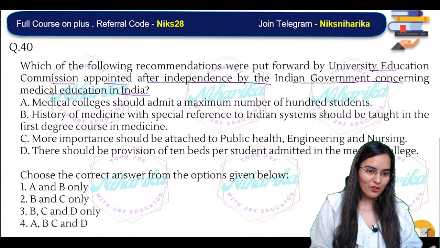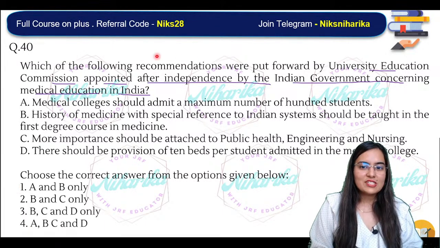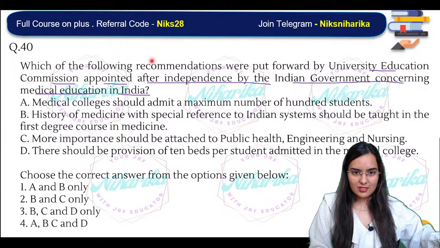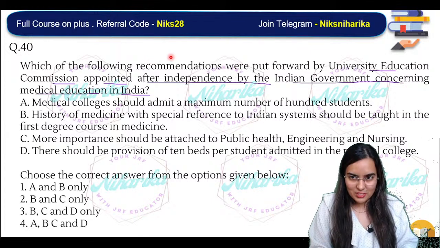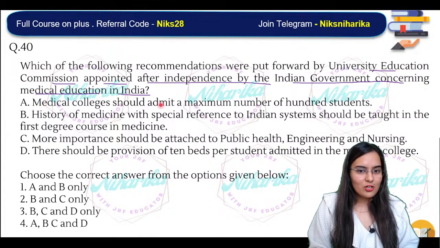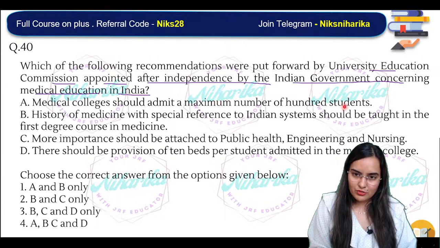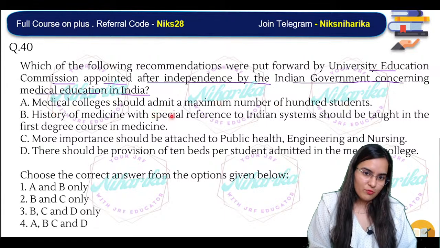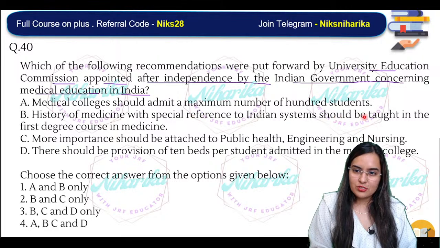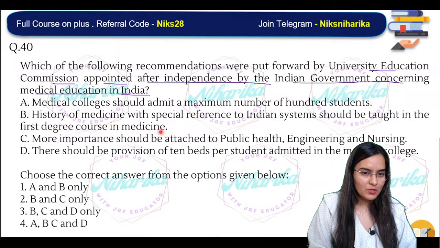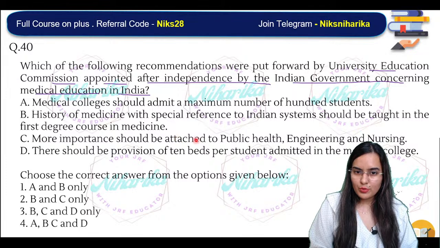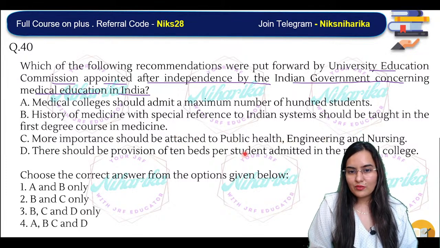Again, for question number 40, you can see which recommendations were given. Medical colleges should admit a maximum number of 100 students. History of medicine with special reference to Indian system should be taught in the first degree of course in medicine. More importance should be attached to public health, engineering, and nursing. There should be provision of 10 beds per student admitted in the medical college.